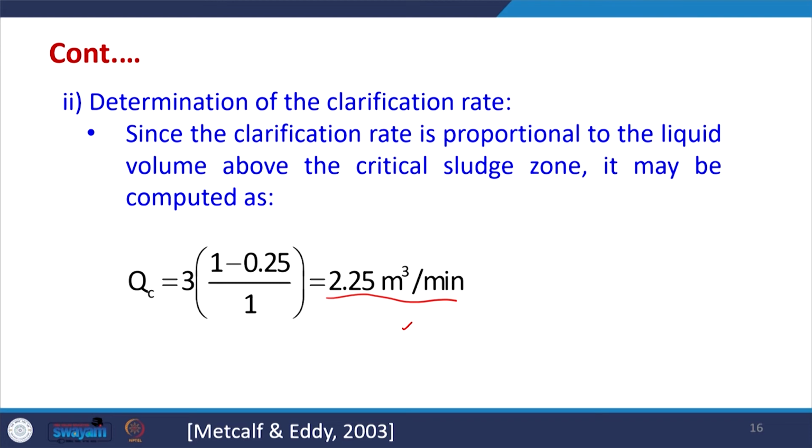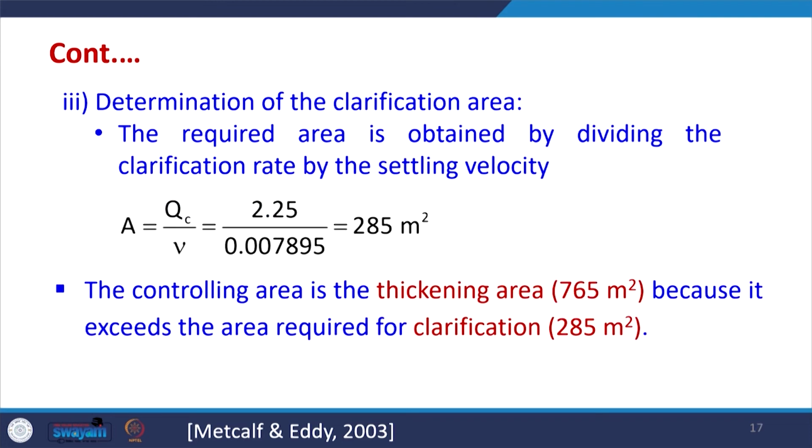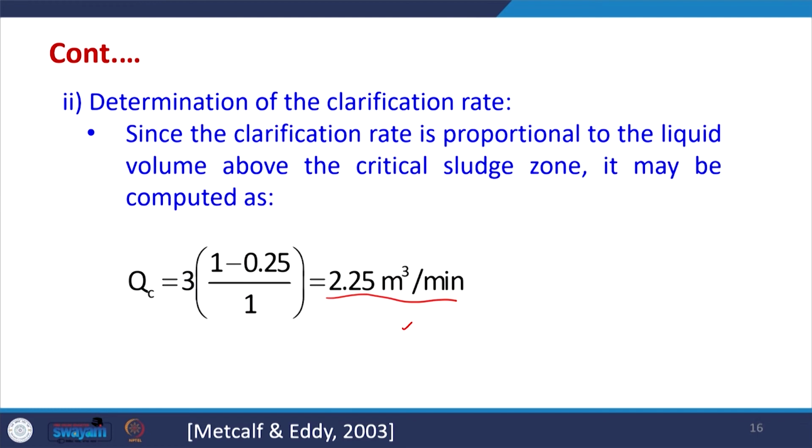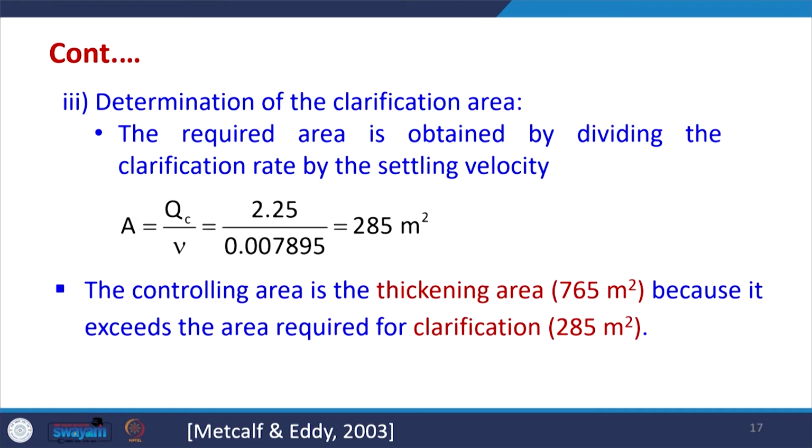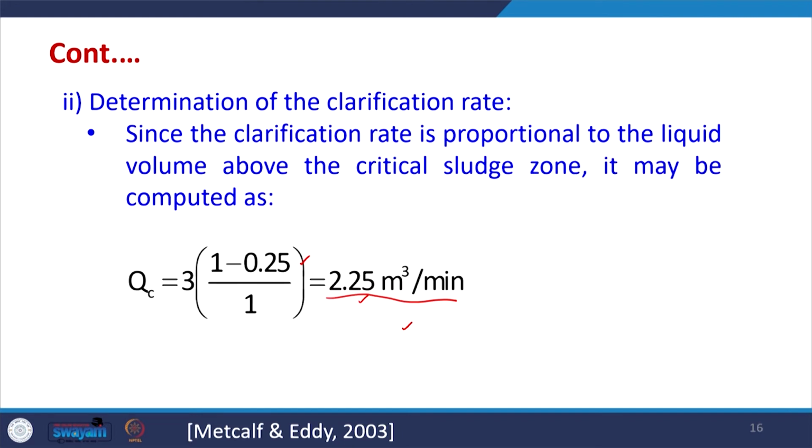The flow rate has been calculated, the clarification rate has been calculated, and once the clarification rate is known, we are only taking 2.25. Under this condition, we can take 0.3 also. Up to this it is 2.25 meter cube per minute, and using the subsidence velocity as well as this clarification rate, we divide 2.25 by this. So, the area will be 285 meter square for the flow rate of 3 meter cube per minute. So, this is the clarification area.